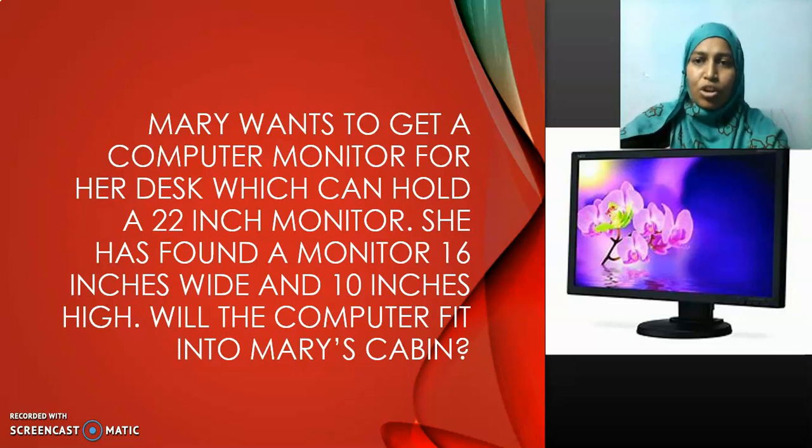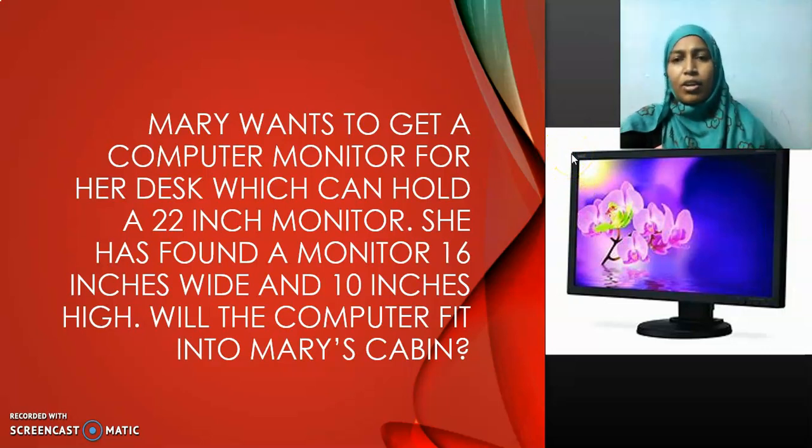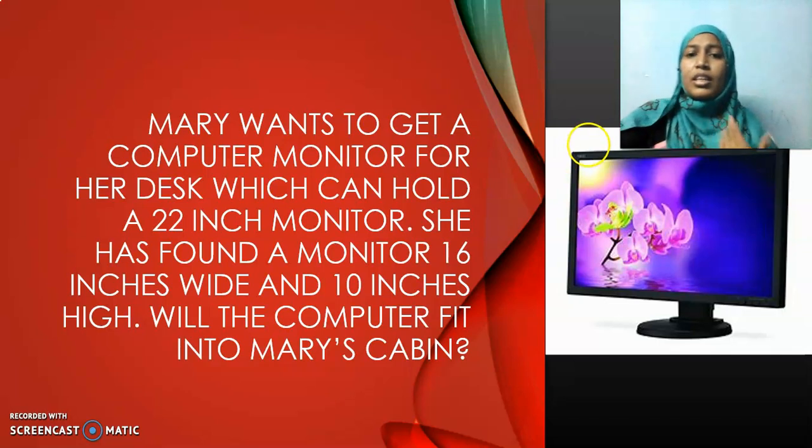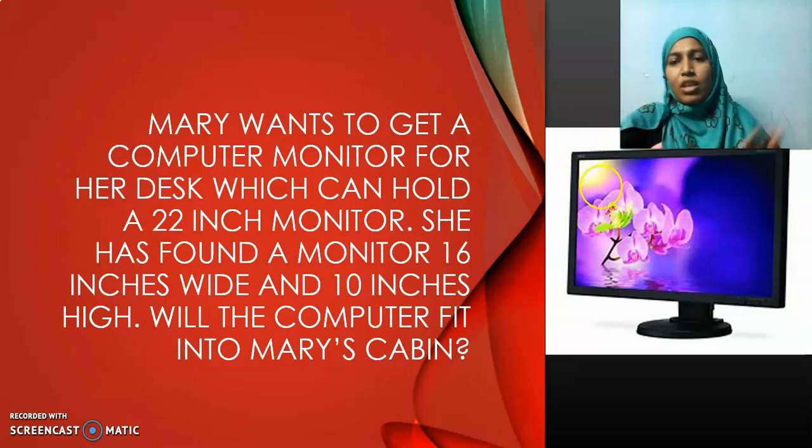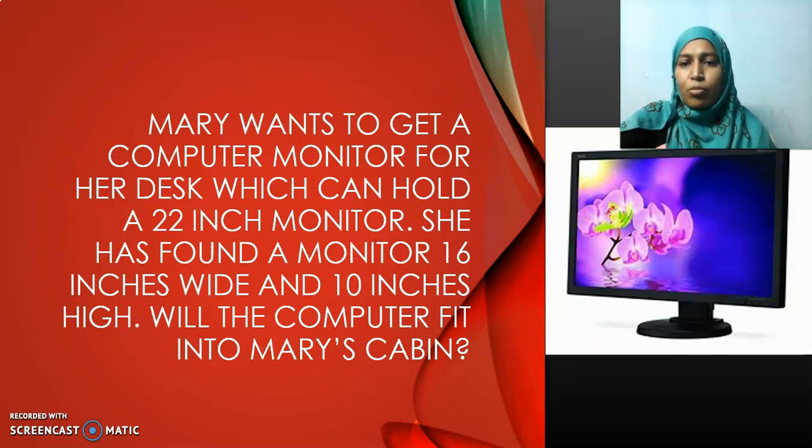And she goes to a shop and there she found a monitor and they didn't give the measure of that monitor. They didn't say that it is 22 inch, 30 inch, 40 inch. No salesman was there to guide her. What is the measure to say the measurement of that monitor? So she measured the length and breadth. Length in the sense this one.